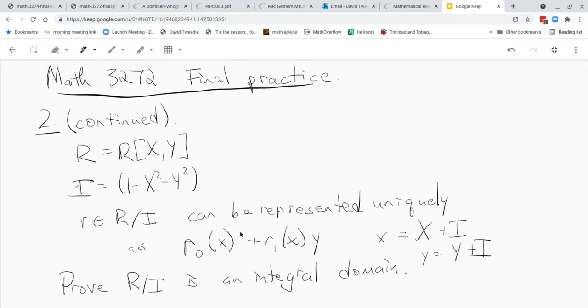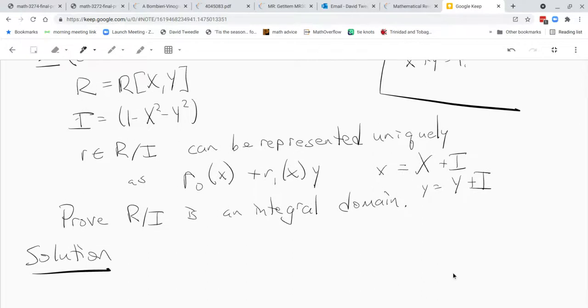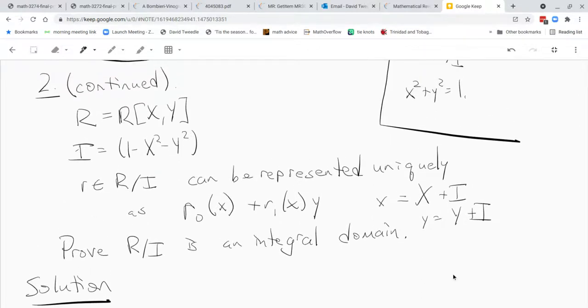And using this unique representation, and notice that the relationship between X and Y in R mod I is that X squared plus Y squared equals 1. So I'll just put it up here. In R mod I, we have x squared plus little y squared equals 1. And now using this unique representation, we're going to show that R mod I is an integral domain.